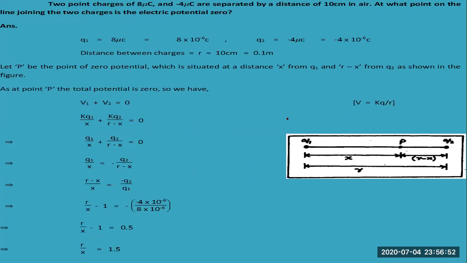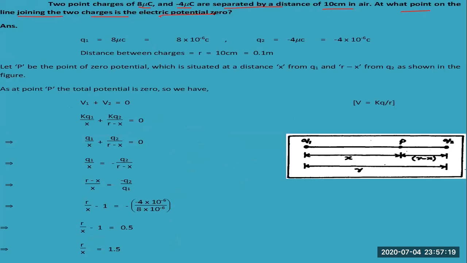So here is the next problem: two point charges, 8 microcoulomb, minus 4 microcoulomb, and 8 microcoulomb, are separated by a distance of 10 centimeter in air. At what point on the line joining the two charges is the electric potential zero?